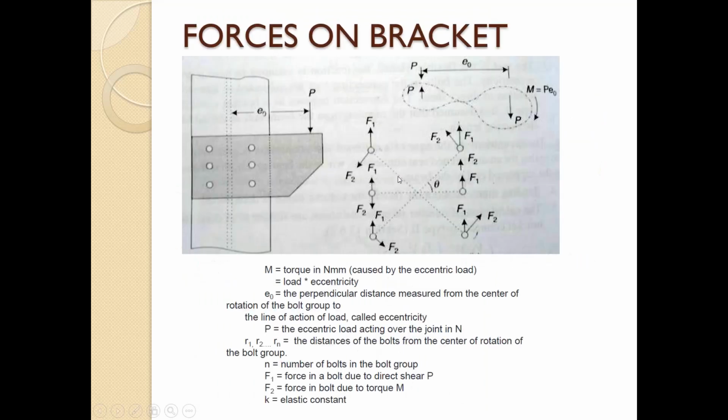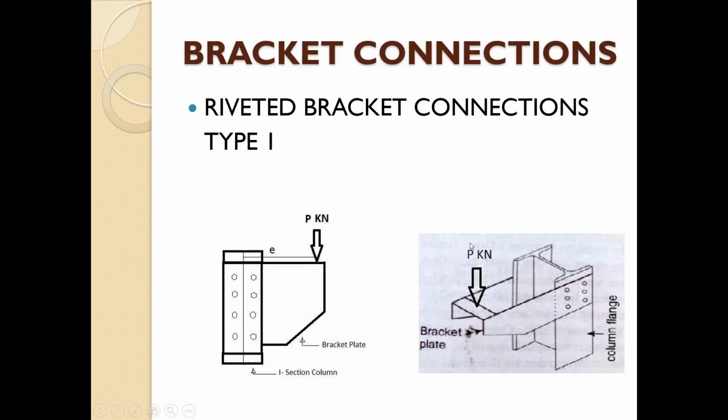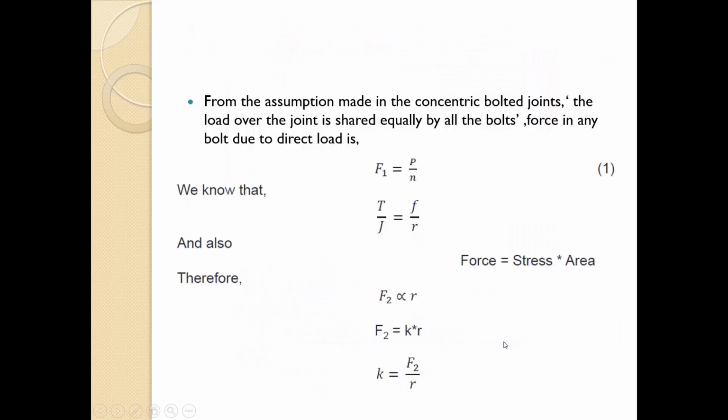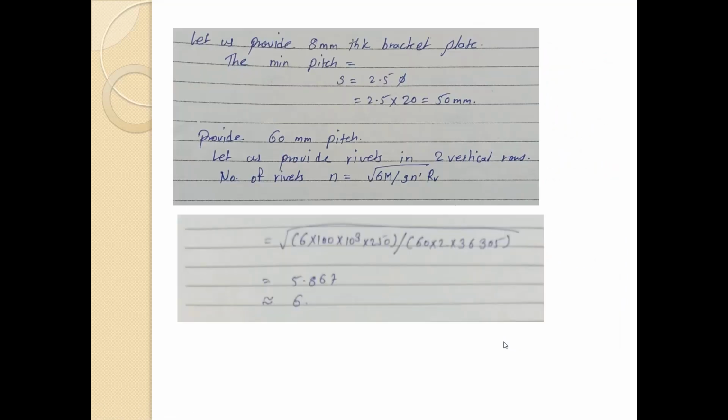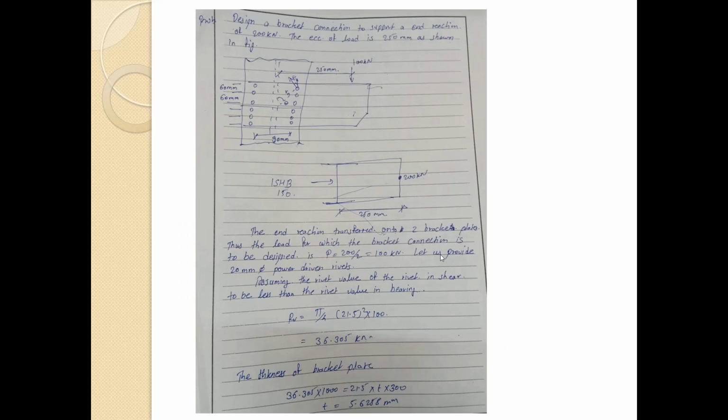This is the same case as over here. The P load of 200 kilonewton has been placed over here. Further, 50% of the load goes over here and 50% of the load goes here. So we are considering only one side, that is, we are taking it as 100 kilonewton. Here it is written, the end reaction is transferred on two bracket plates, thus the load for which the bracket connection is to be designed is P by 2, that is 100 kilonewton.